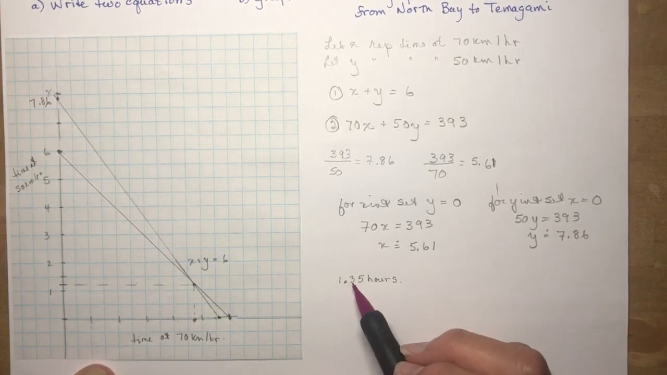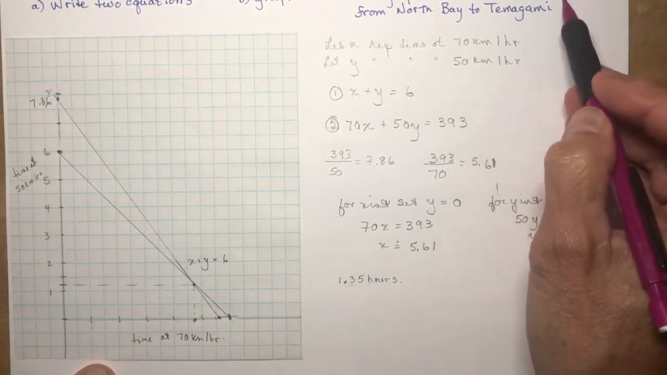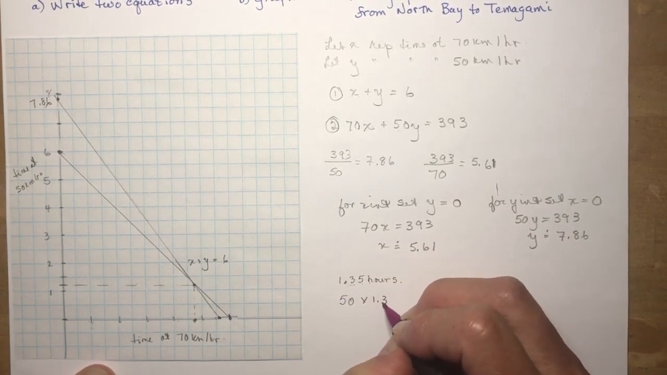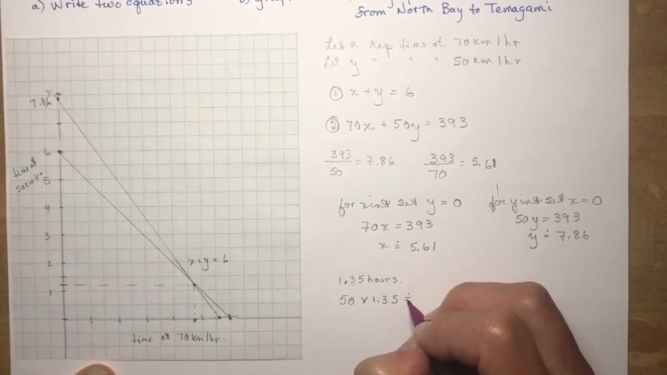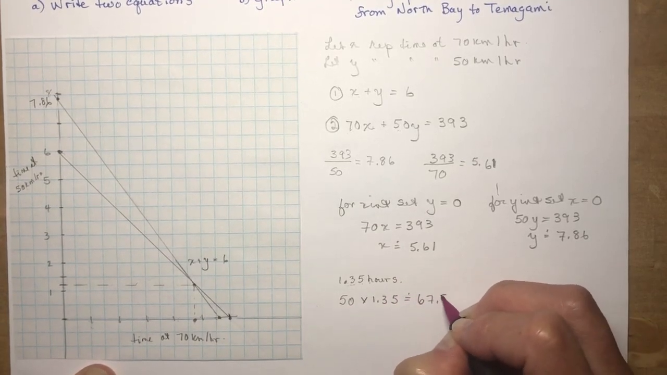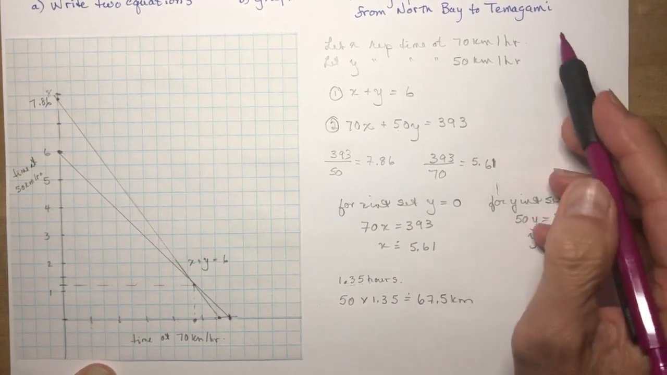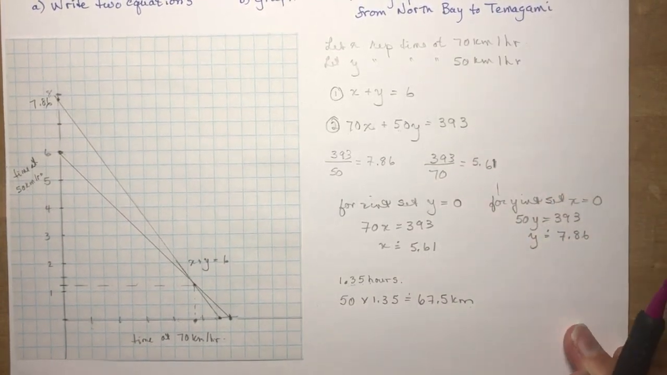Okay, so if 1.35 hours, now that's not the distance, that's the time. So I have to do 50 times 1.35 to get approximately 67.5 kilometers. Okay, that's how many kilometers he went from North Bay to Temagami.